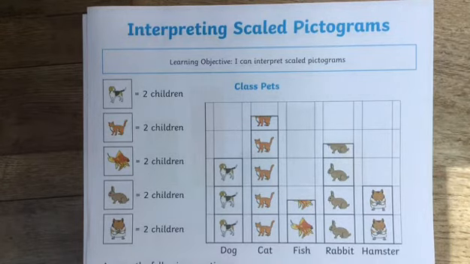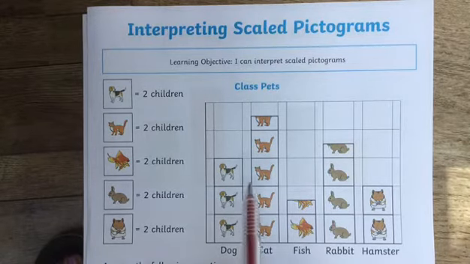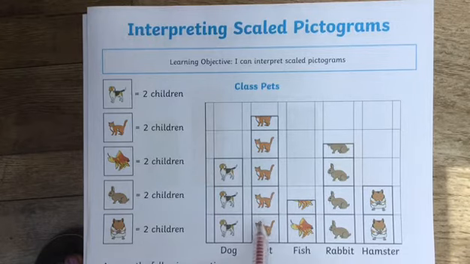Hopefully you did. You can actually see that it's a cat because you can see that there are more pictures of a cat, but you could also prove it by saying, well, I know that there are 2, 4, 6, 8, 9 children that go for the cat.